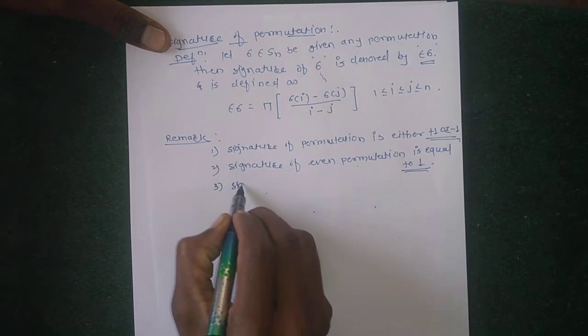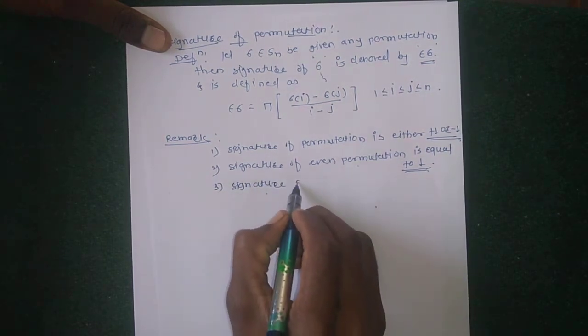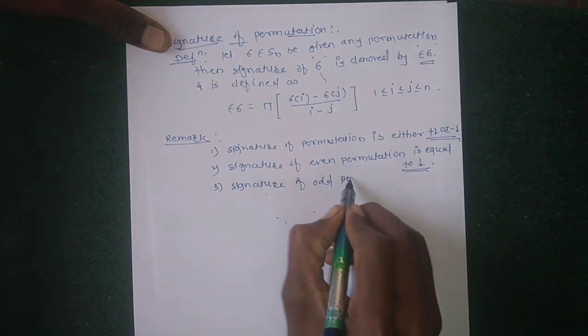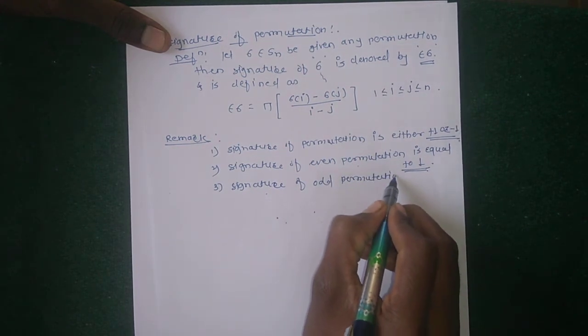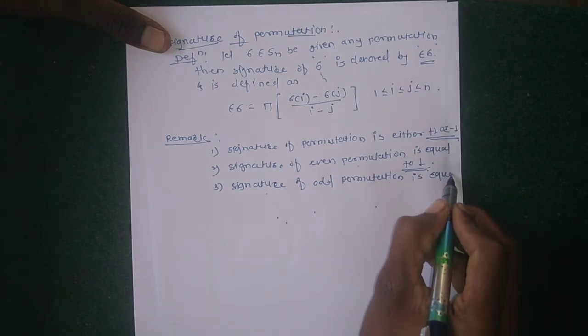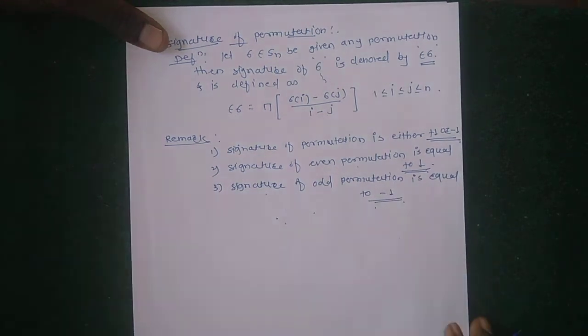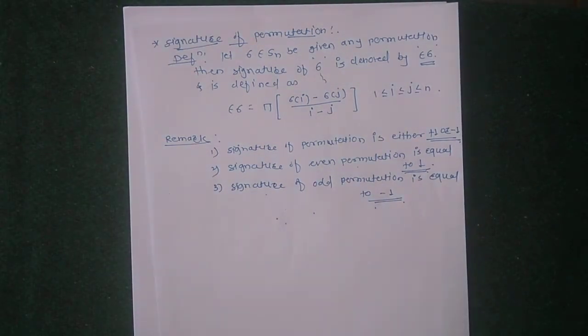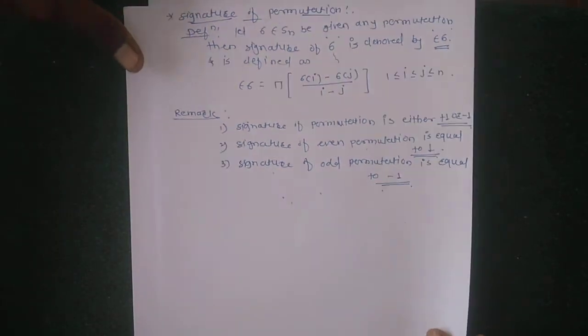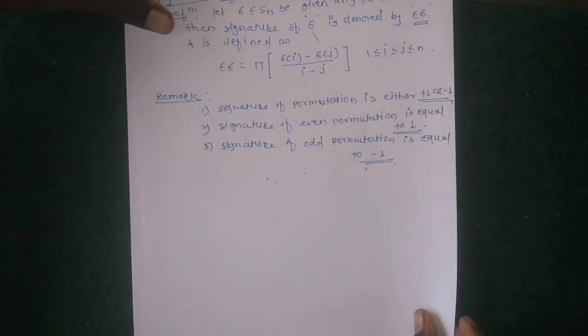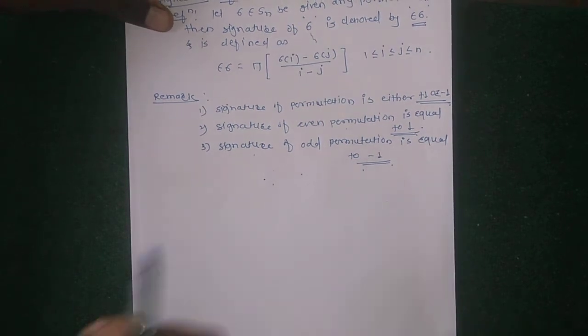The third remark is that the signature of an odd permutation is equal to -1. So if asked to find whether a permutation is even or odd, find its signature. If the signature equals 1, then the permutation is even, and if the signature is -1, then the permutation is odd.